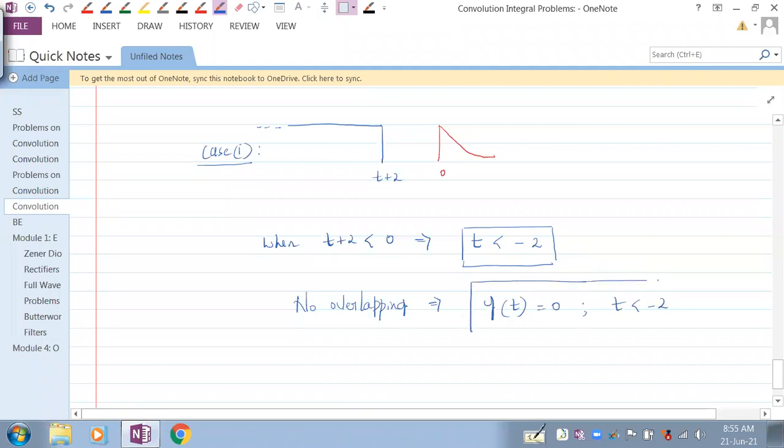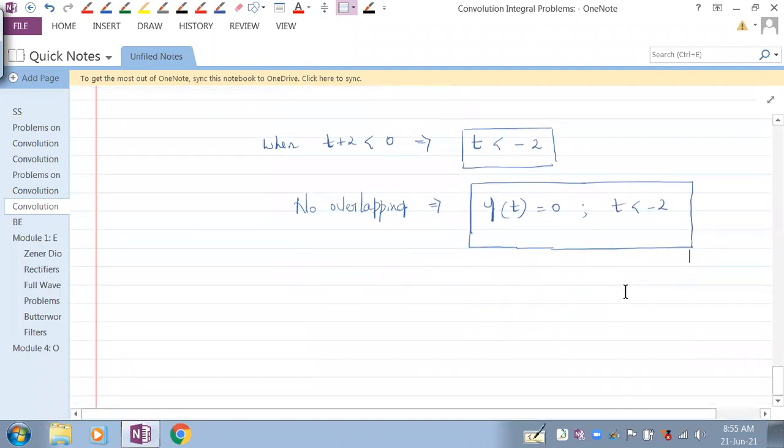And we are covering which range here? We are covering the range from minus infinity to say minus 2, let's say, or minus 3, let's say, minus infinity to minus 3. Or since it is continuous time signal, we can come till minus 2, not a problem. Now let's see case number 2.